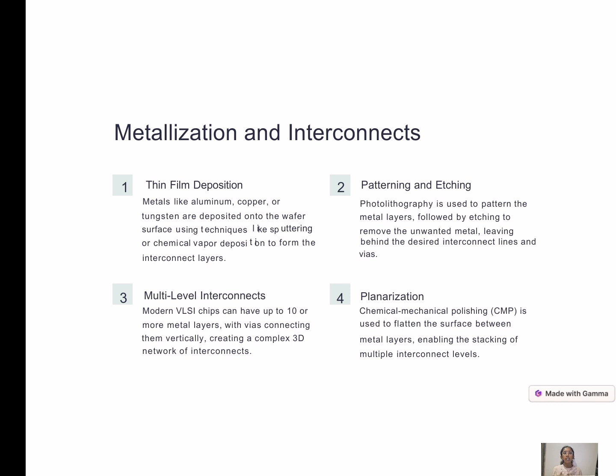And the third one is multi-layer interconnects. A modern VLSI chip has 10 or more layers with devices connected vertically, creating a complex 3D network of interconnects. And planarization, that is chemical mechanical polishing, CMP, is used to flatten the surface between metal layers, enabling stacking of multiple interconnect levels.